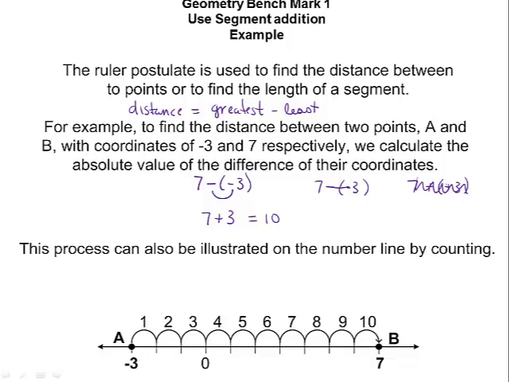Okay, now if you did do this and you said -3 minus 7, you'd get -10. Just remember that distance can't be negative. And so that means you need to take the absolute value of it, which makes it a positive 10. Okay? So it's not wrong. It's just you can't be negative, so you have to make it absolute value.